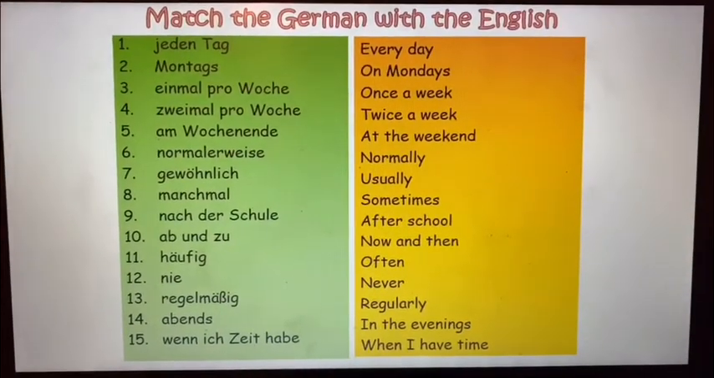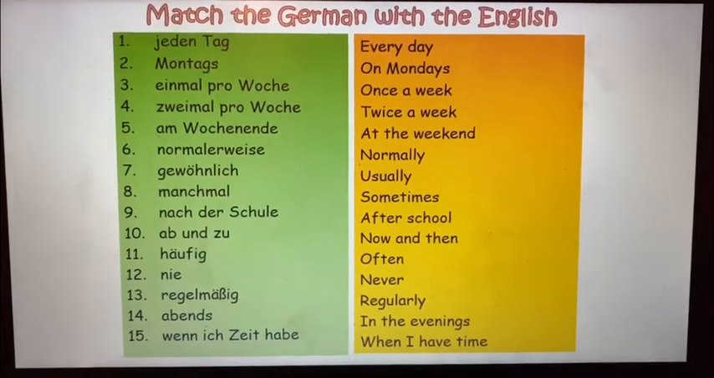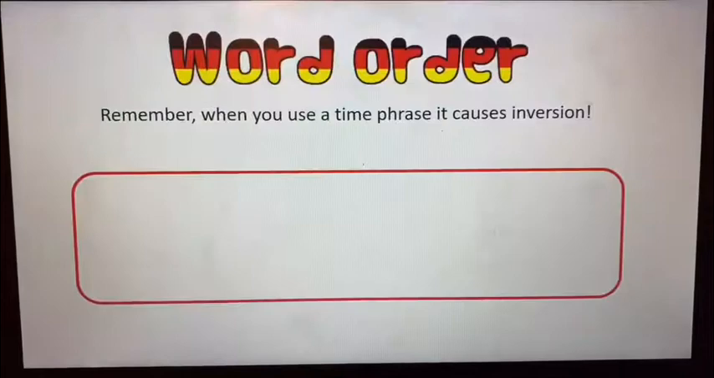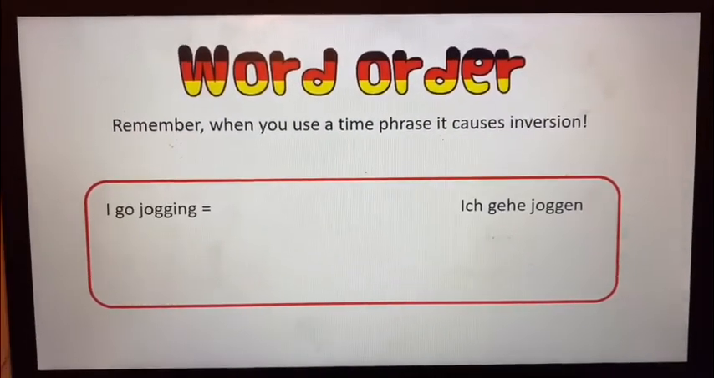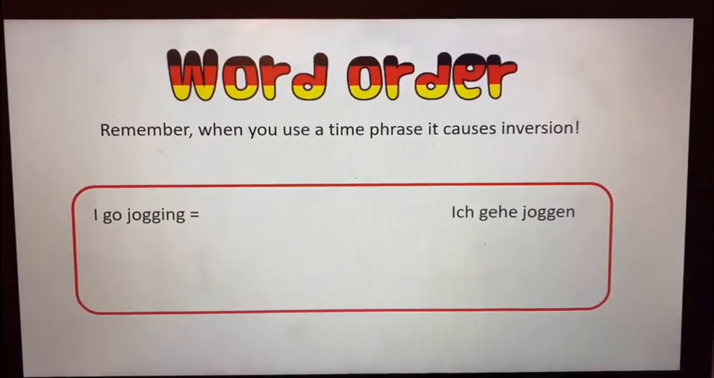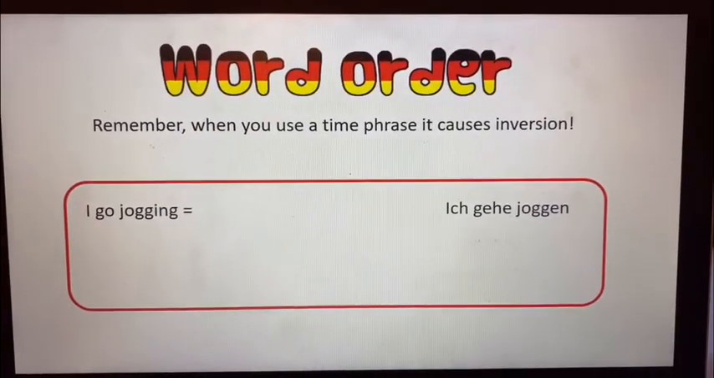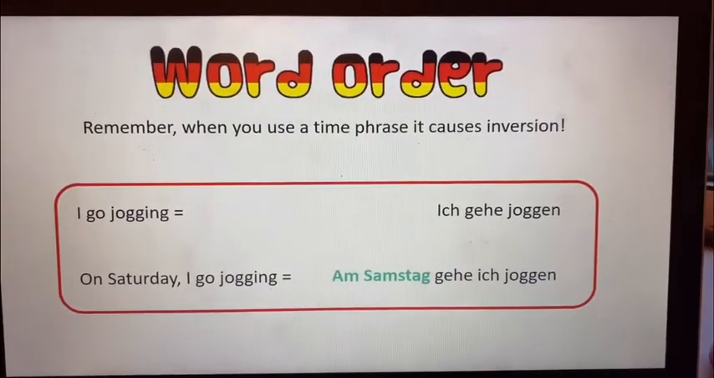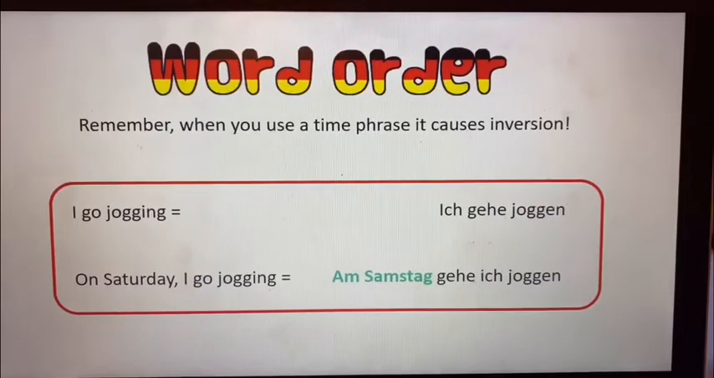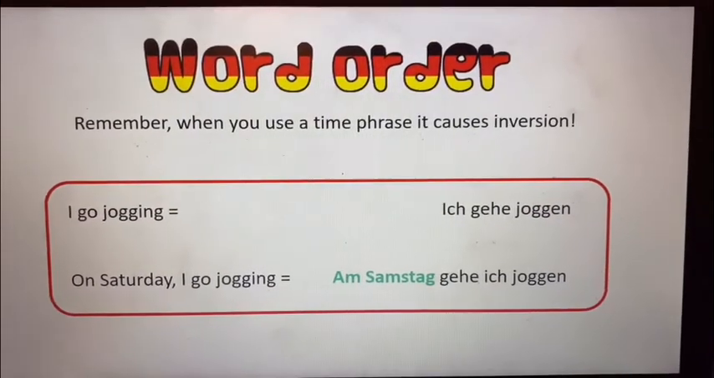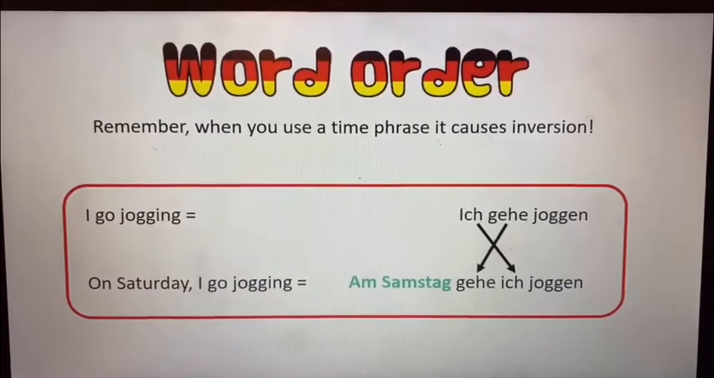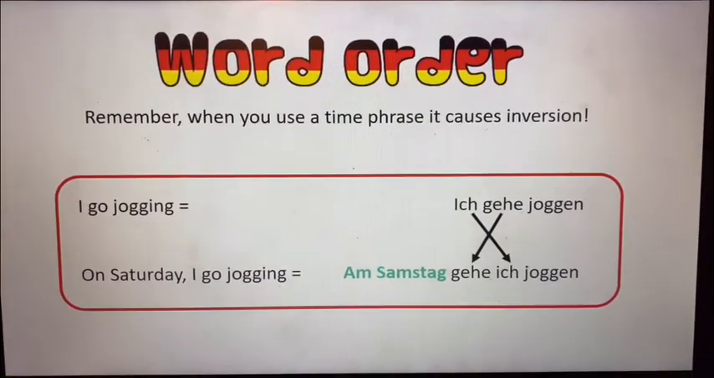Okay, so what's really important to remember is that when you use a time phrase, you must use inversion. Let's have a look at an example. Ich gehe joggen, I go jogging. If you want to add a time phrase in before then, let's add on Saturday. Am Samstag gehe ich joggen. So instead of ich gehe joggen, it turns into gehe ich joggen. So those two swap places, and that is inversion.